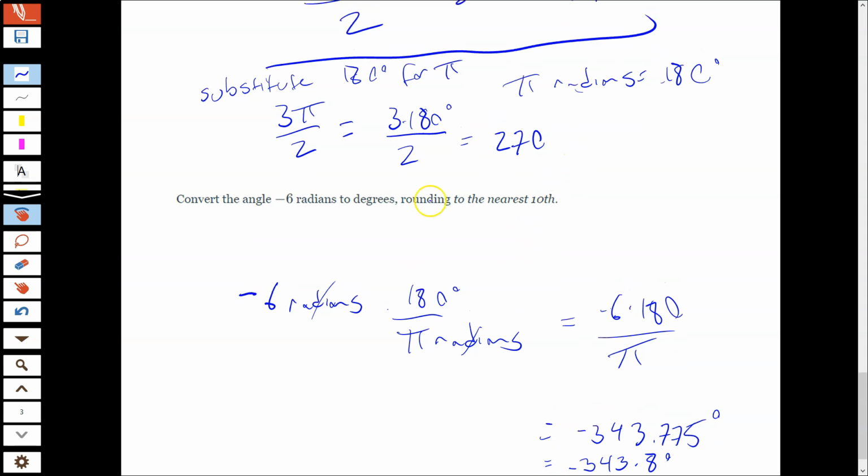Okay. So the work is the same. Just note that when there's no pi involved in radians, you're definitely going to get a decimal in your degrees. As you're doing these, you're going to do a few of these first, and then you're going to have some mixed problems where you have to convert radians to degrees or vice versa.